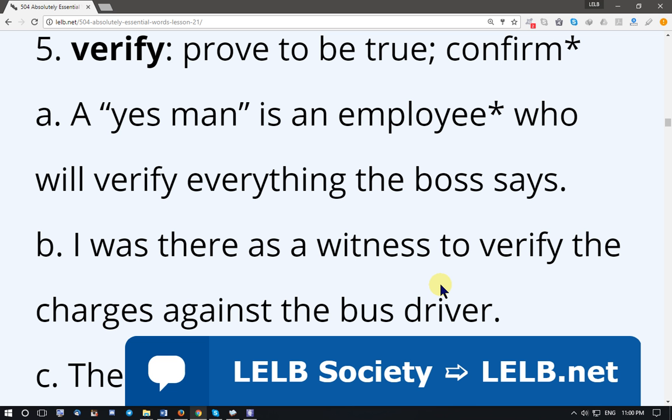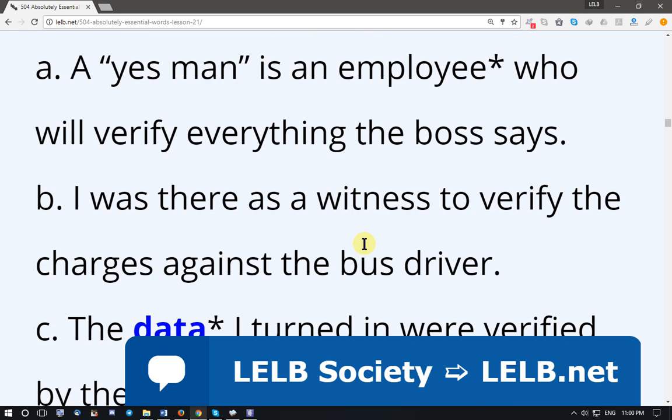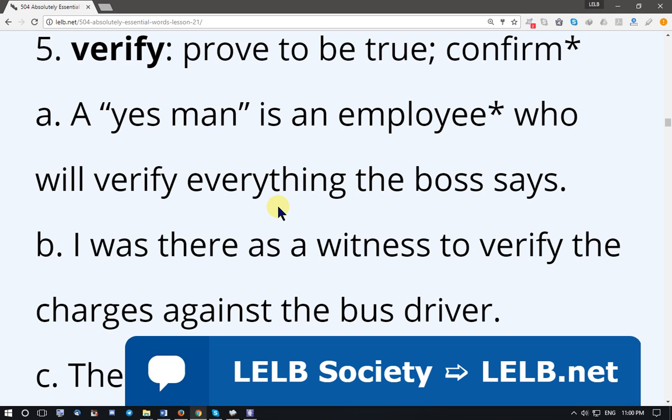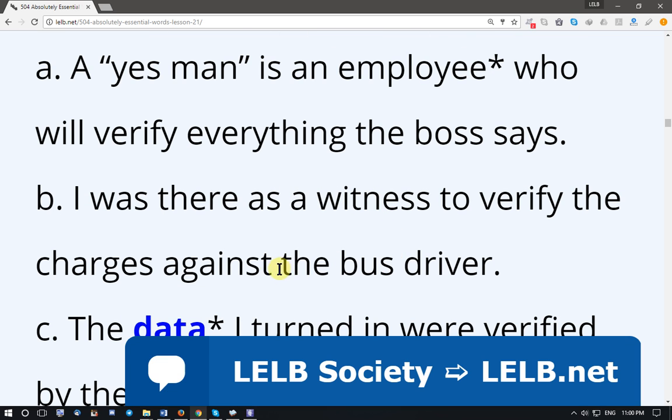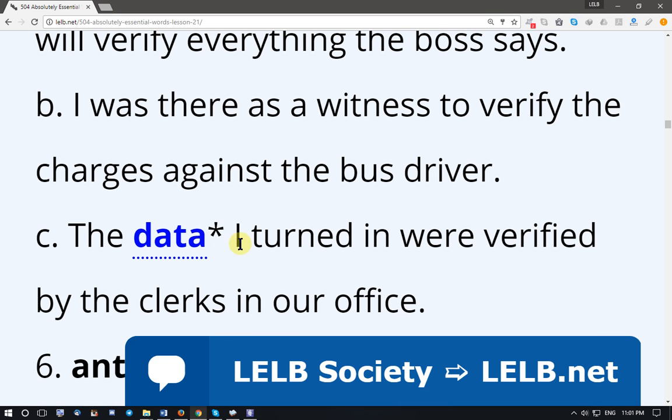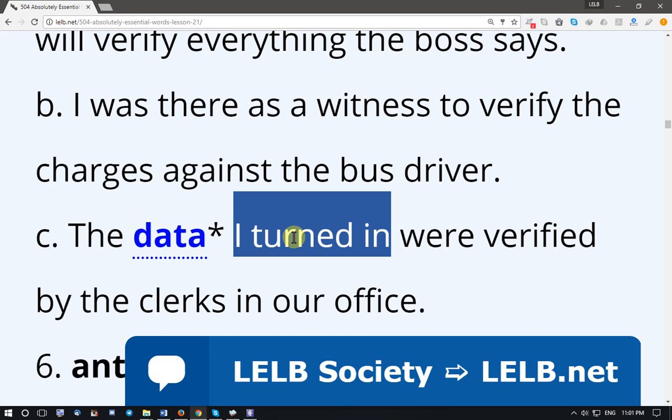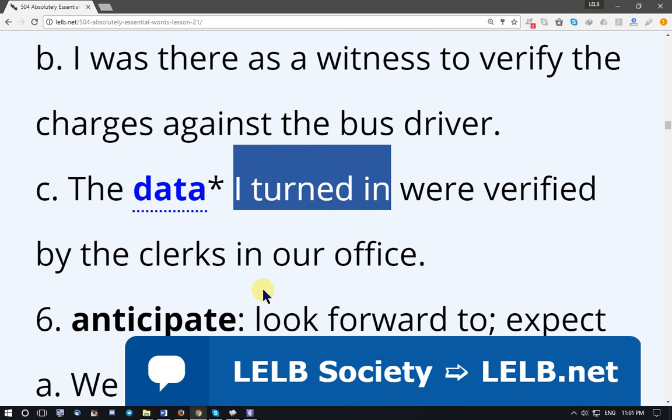Okay, let's forget it. A yes man is an employee. I was there as a witness to verify the charges against the bus driver in a court of law, perhaps courtroom. I was there as a witness or observer. Actually, a witness is a person who has observed an event, and here he or she just gives testimony to verify the charges, punishment, or sentences against the bus driver. The data or information I turned in, or I submitted, or I just presented or offered were verified or confirmed by the clerk in our office.